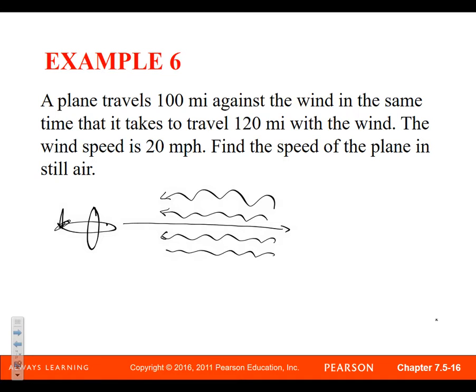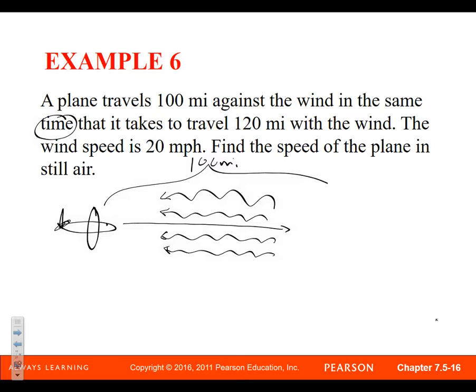Okay. So a plane travels 100 miles, a distance of 100 miles. So to get from here to there, it's 100 miles against the wind. In the same time, it takes him to travel 120 miles with the wind. So he's going one way against the wind, the other way with the wind. Okay, and it takes the same amount of what? Time. Okay, so let's make our equation real quick.